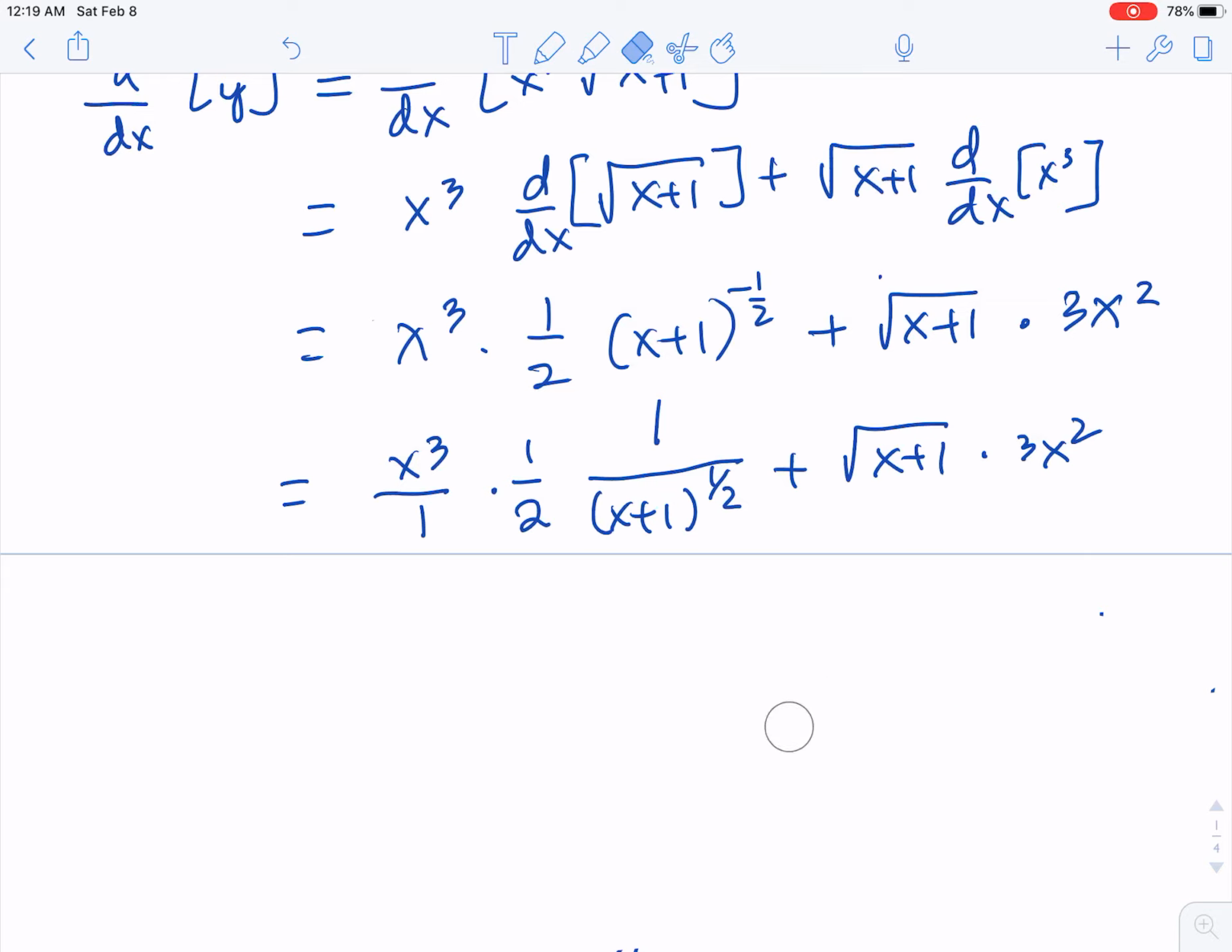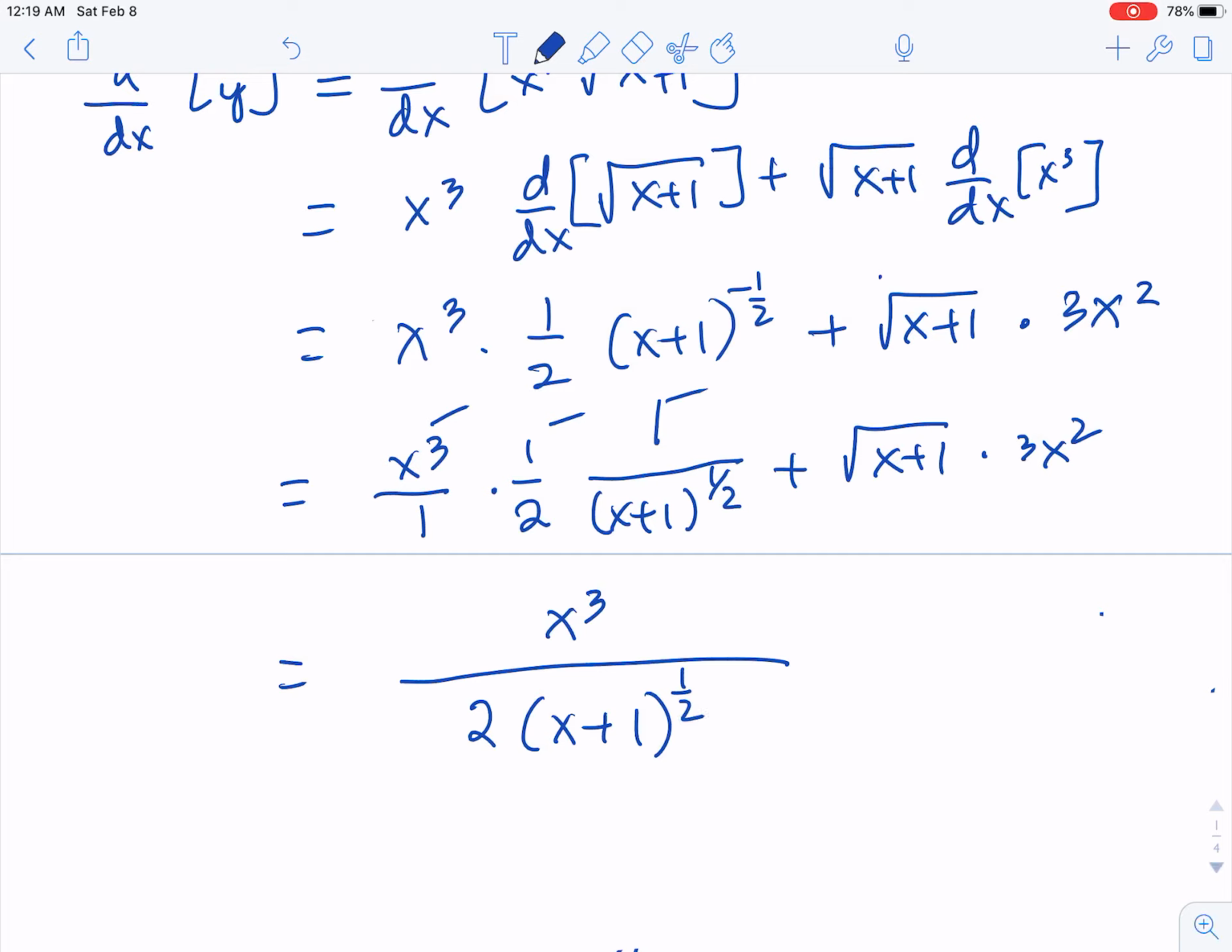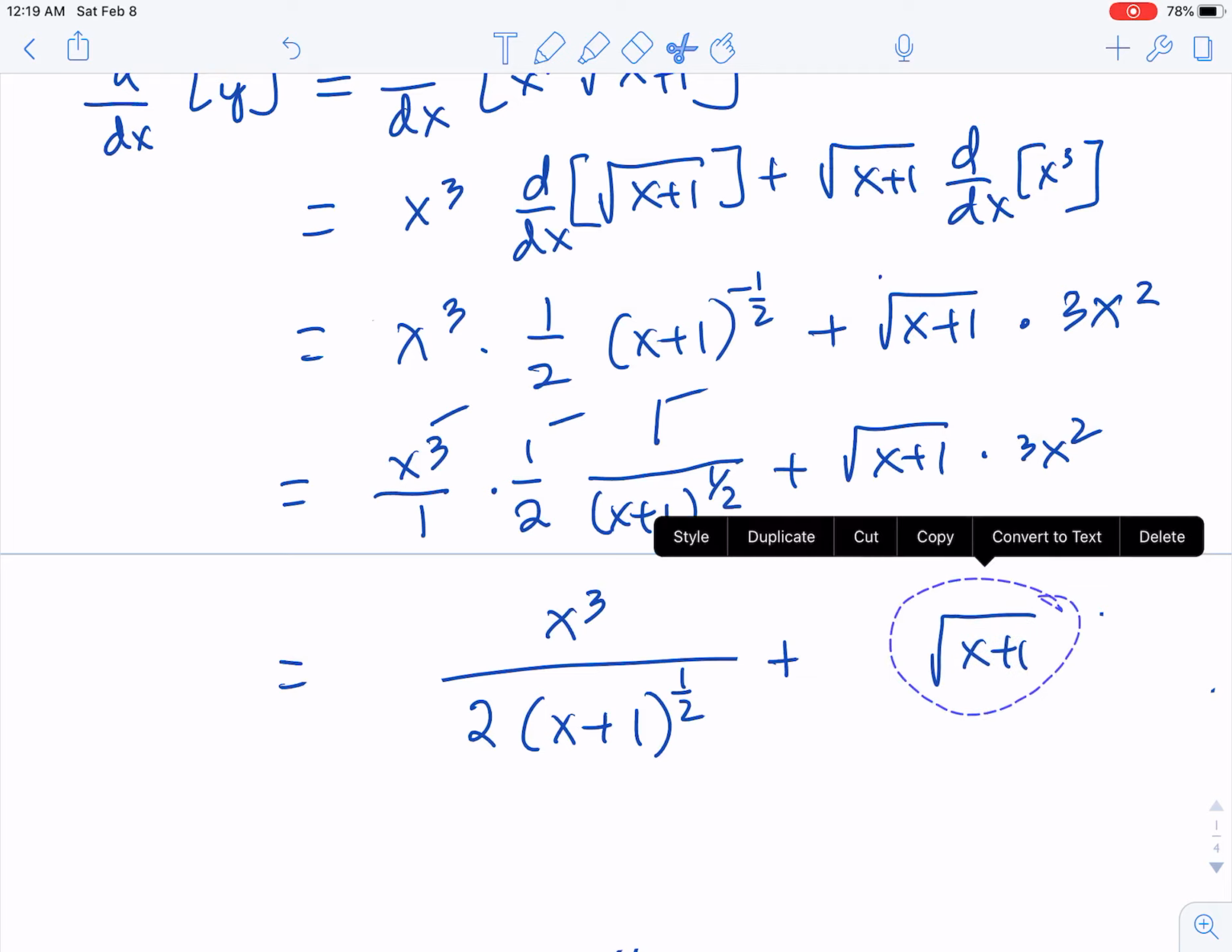Okay, simplify natin. We multiply all the numerators. So this becomes x cubed times 1, which is just x cubed. And then the denominator is 1 times 2 times (x plus 1) to the 1 half. So 2 times (x plus 1) to the 1 half plus square root of x plus 1 times 3x squared. So, pwede ko na siguro ilagay yung 3x squared dito sa unahan.